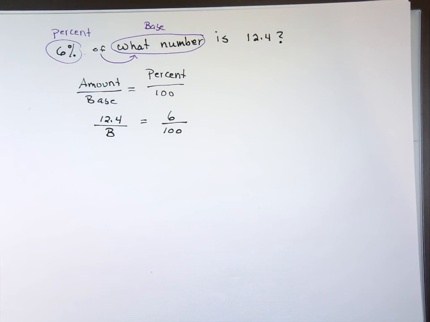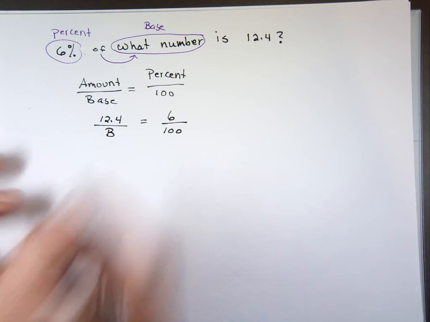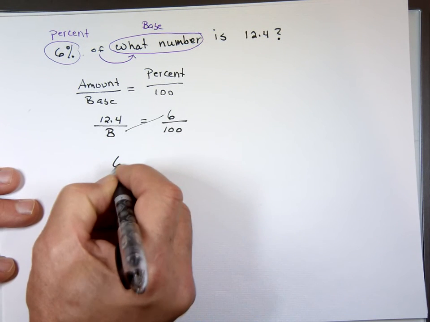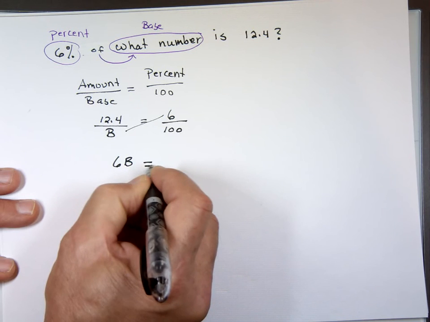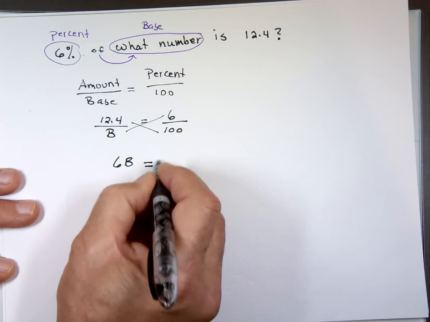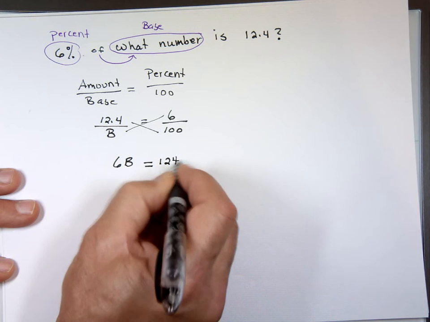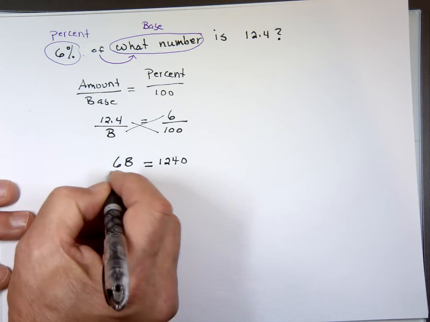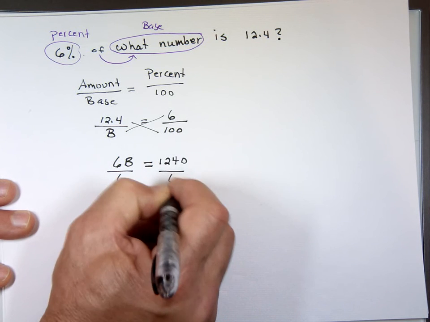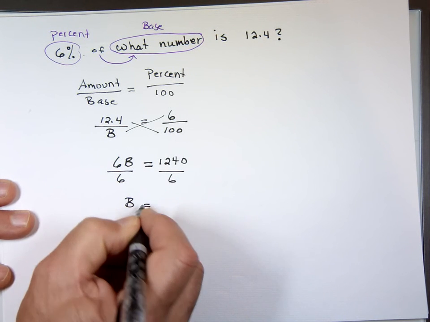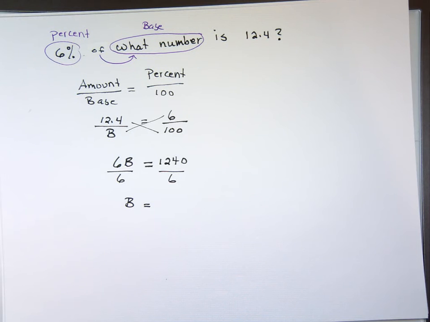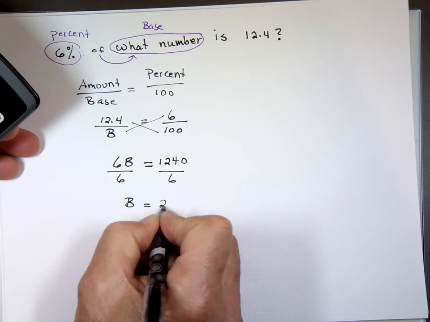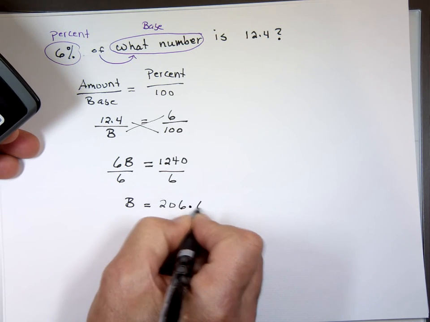Now solve it. Cross multiply. 6b equals, cross multiply, 1240. And to solve for b, you divide by 6. 1, 2, 4, 0 divided by 6. What do we got? 206, and it repeats. The 6 repeats. 6, 6, 6, 6, 6, 6, 6.